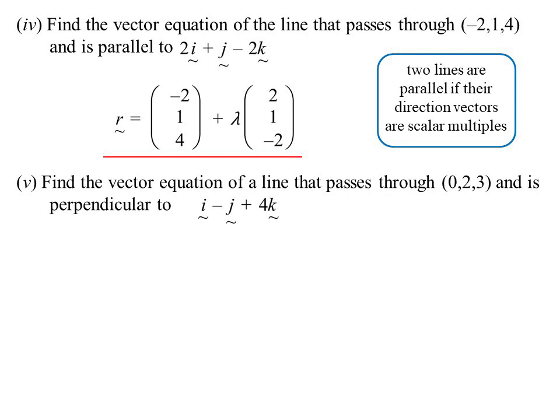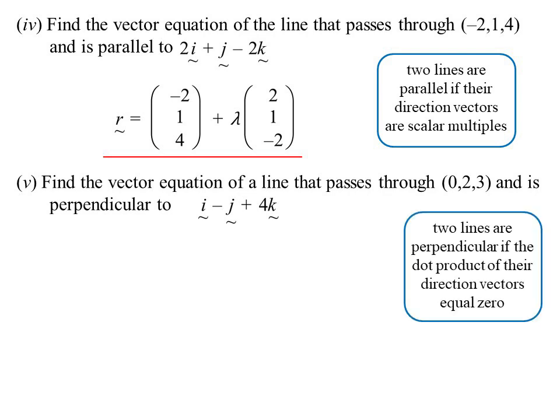Parallels are nice. Perpendicular, a little bit more work. So find the vector equation of a line that passes through 0, 2, 3 and is perpendicular to this one. Now in 2 dimensions it was nice and easy because we could simply say, oh, the 2 slopes multiply together to give negative 1, so one's the negative reciprocal of the other. But we're now dealing in 3 dimensions. We've got 3 components, so how do you say the negative reciprocal of something with 3 things? That doesn't work. So now we have to think about vectors.